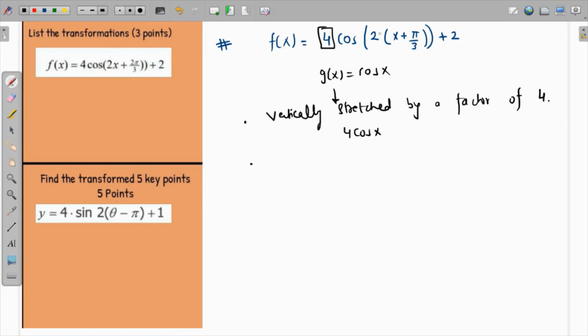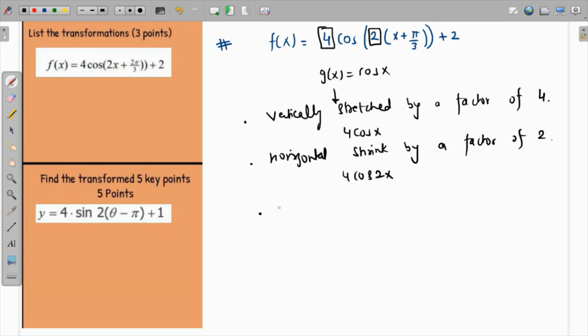Then it is horizontally shrunk, because whenever x is multiplied by 2. We'll do a horizontal shrink by a factor of 2. So whenever we have a horizontal shrink, we multiply this x by 2. So that will be 4 cos of 2x.